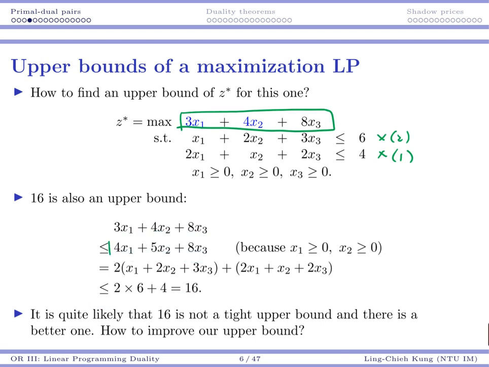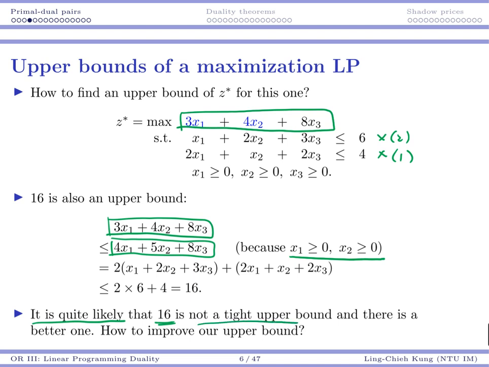And because we know all these variables are non-negative, okay? Your original objective function cannot be greater than your 4x1 plus 5x2 plus 8x3. So in that case, 16 is still an upper bound. But it would be much more likely that 16 is not a tight upper bound, and maybe we may find a better one, right? Maybe we should not try 2 and 1 as the coefficients for multiplication. Maybe we should try, for example, 1 and 1. But unfortunately, 1 and 1 is not good enough, right?